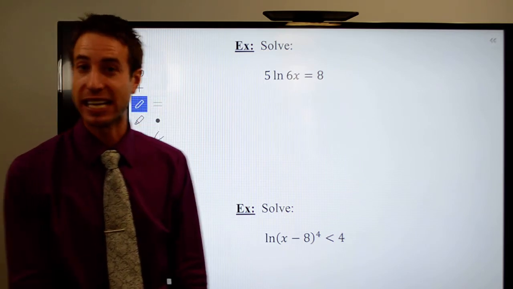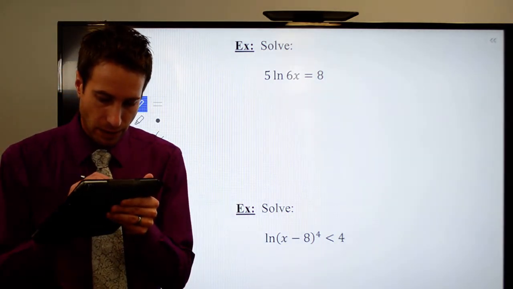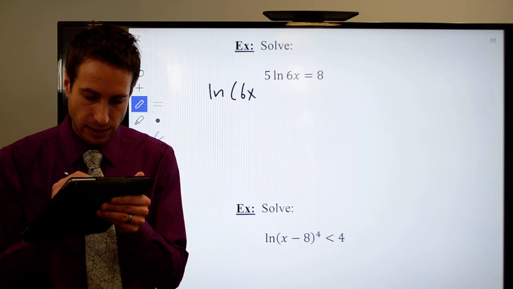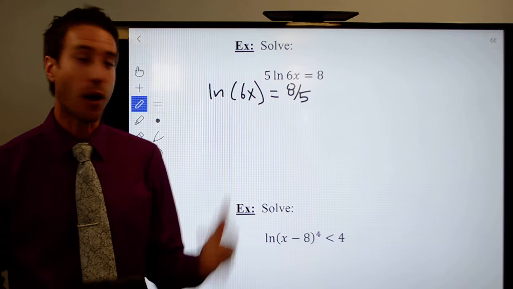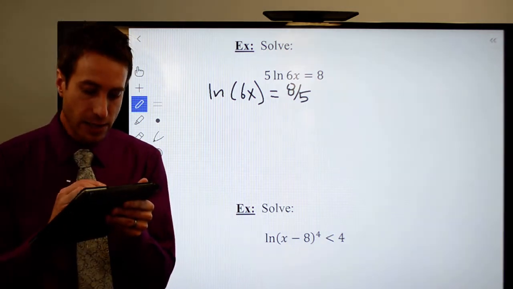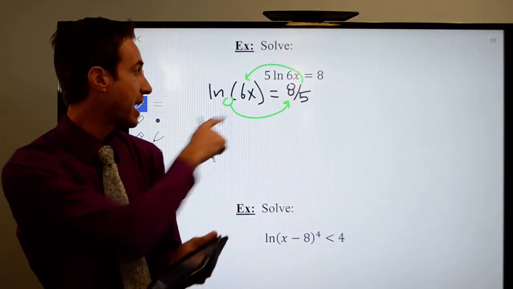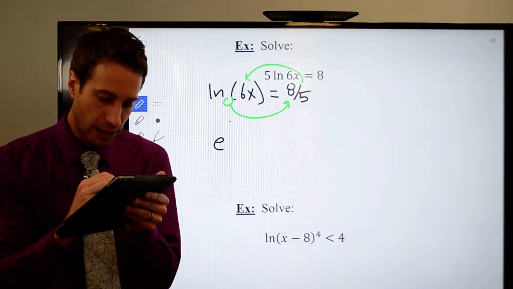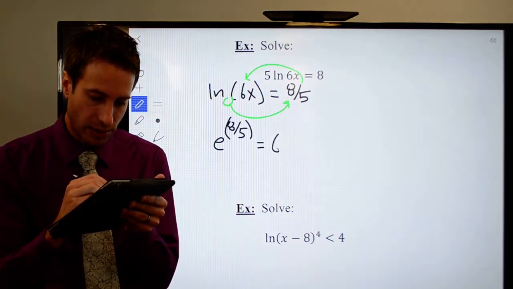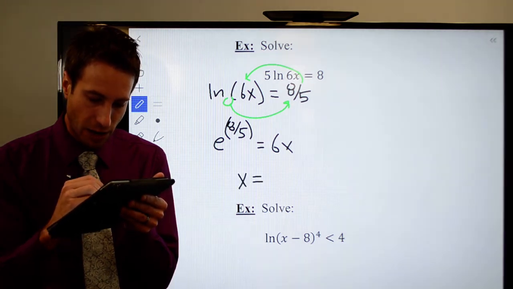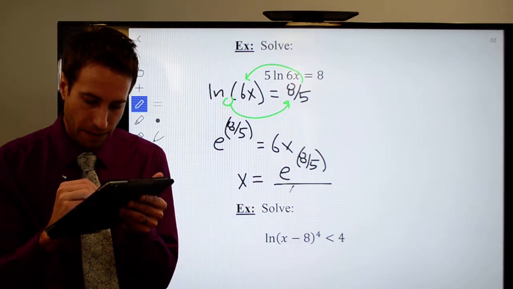Well, the first thing I'm going to do is take care of the multiplication division, so the 5 will get divided to the other side. ln of 6x is going to be equal to 8/5, right? Now, I've got to get that x by itself, and so the snail method is going to get us a base e exponential, e to the 8/5 power, I'll put it in parentheses, is all equal to 6x. Get that x by itself: e raised to the 8/5 power, all divided by 6.